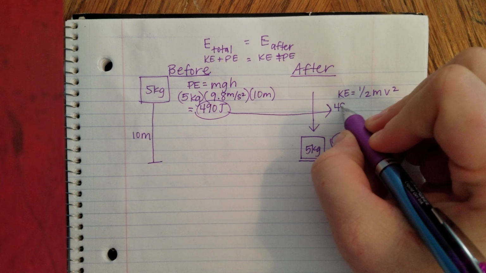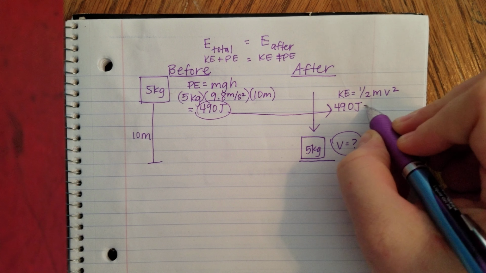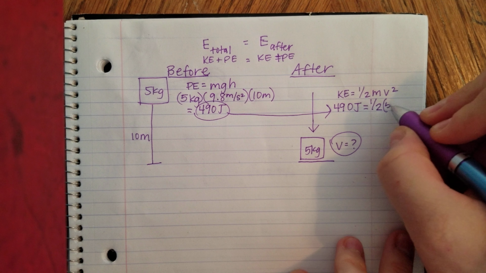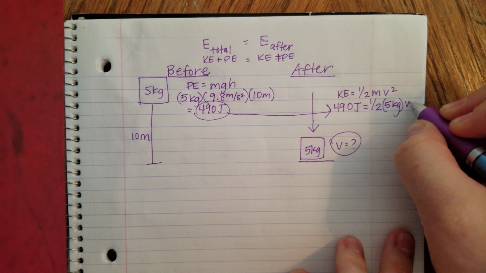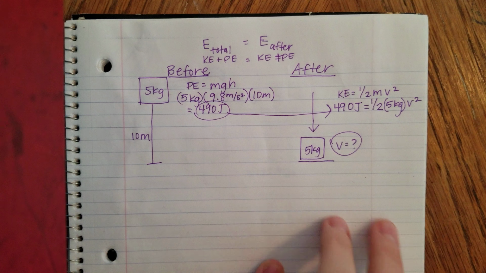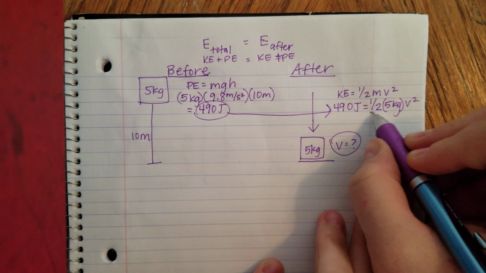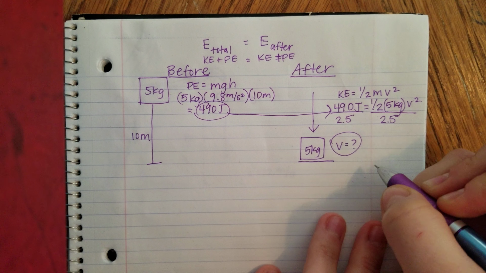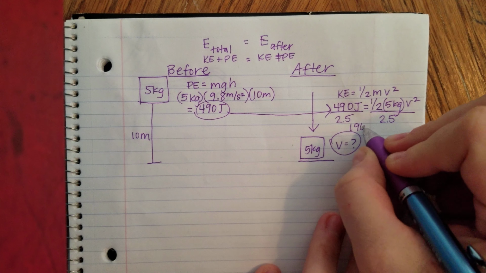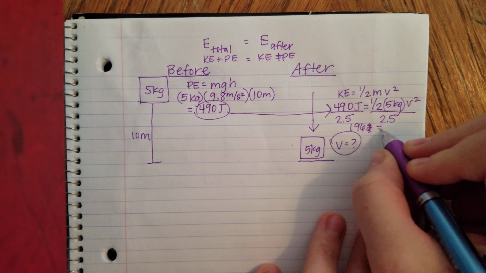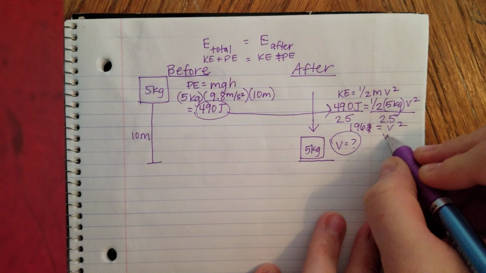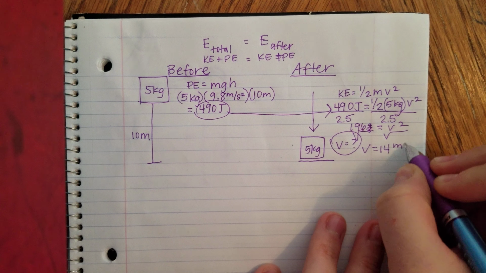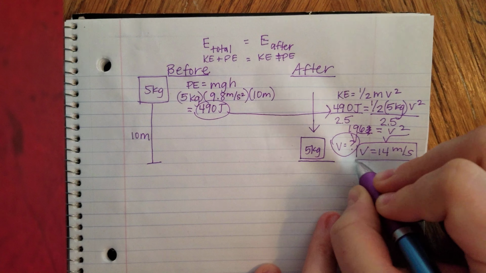So we're going to set our kinetic energy as 490 joules equals 1/2 times our mass, which we know is 5, times v squared, and we're looking for velocity. So we're going to multiply these together and divide. And we end up with 196 equals v squared. Take the square root of both sides, and you end up with a velocity of 14 meters per second.